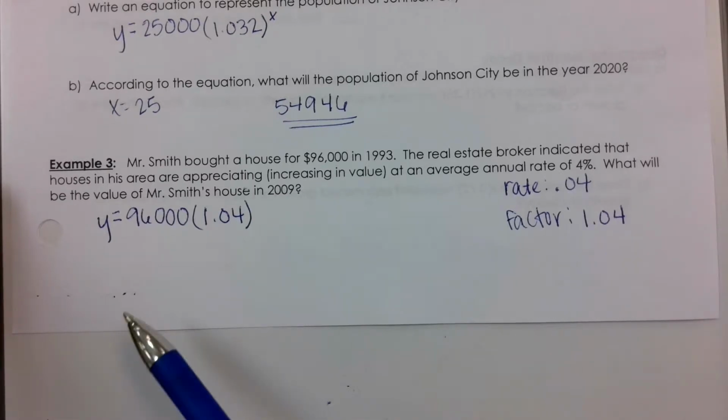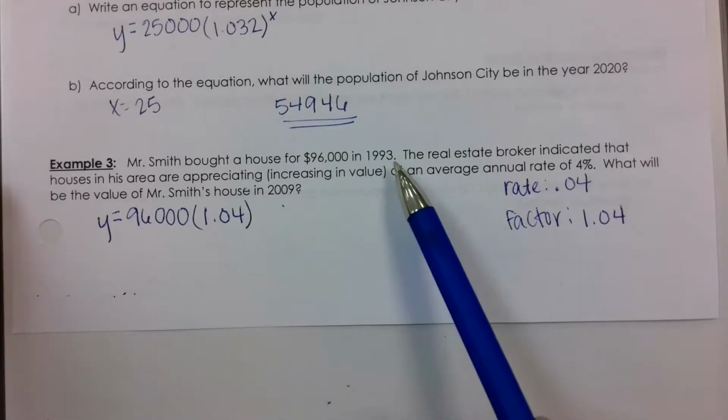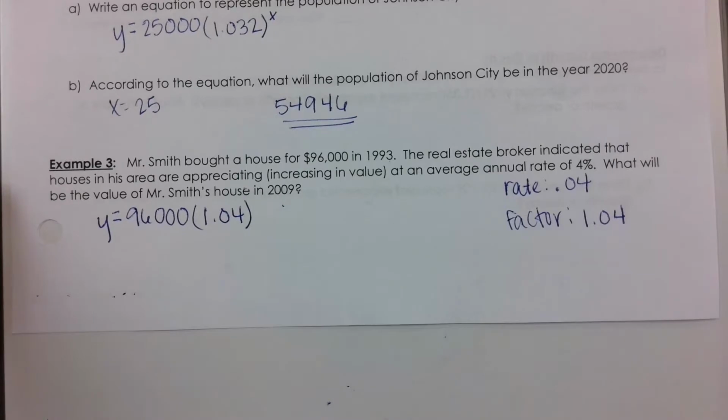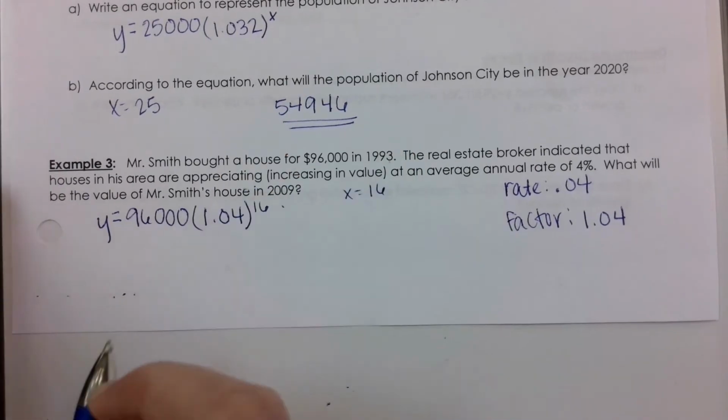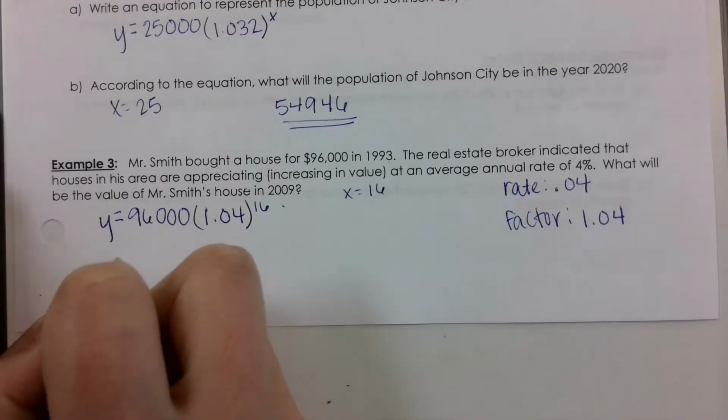So we want to know the value of the house in 2009. So from 1993 to 2009, how many years have passed? So x is going to be 16 for us. So you can go ahead and plug 16 in, type that in your calculator, and we'll see how much that house is worth.